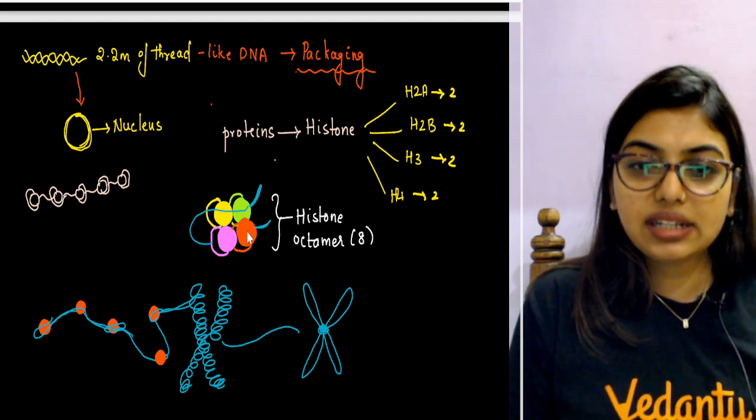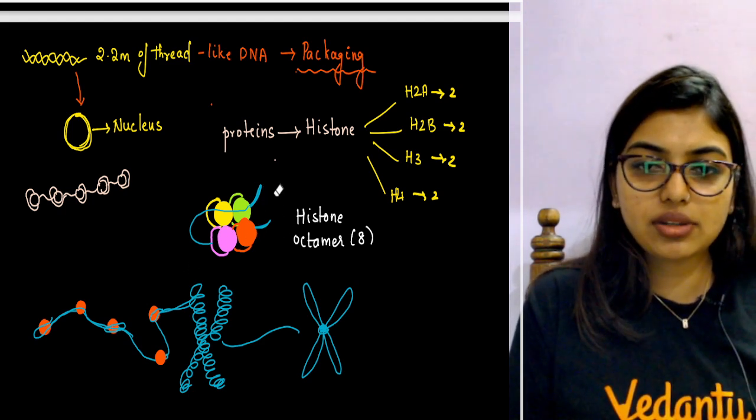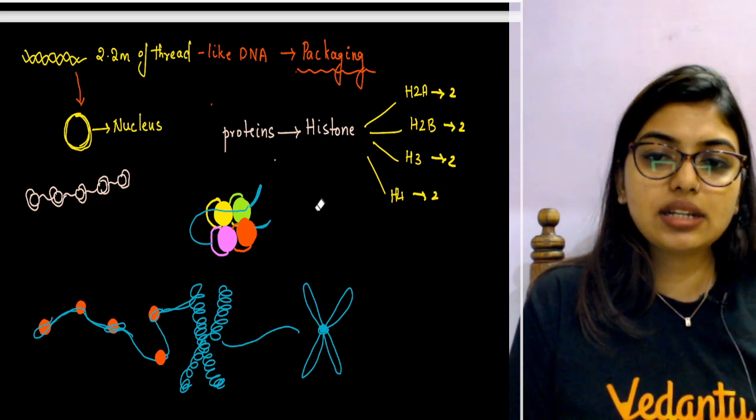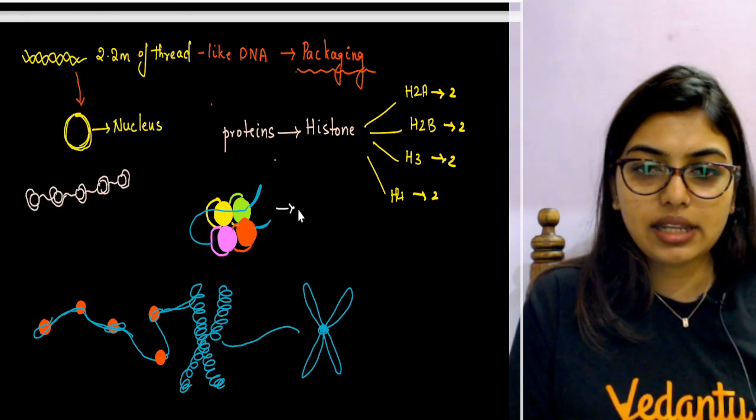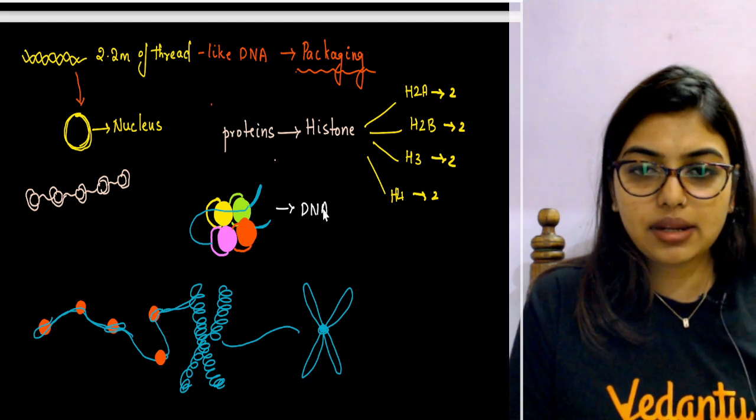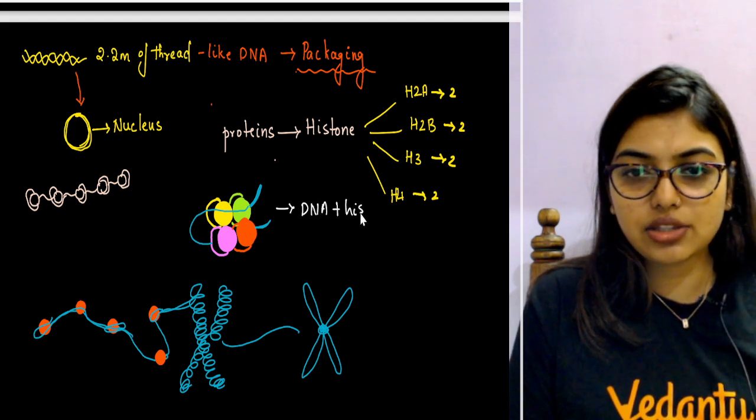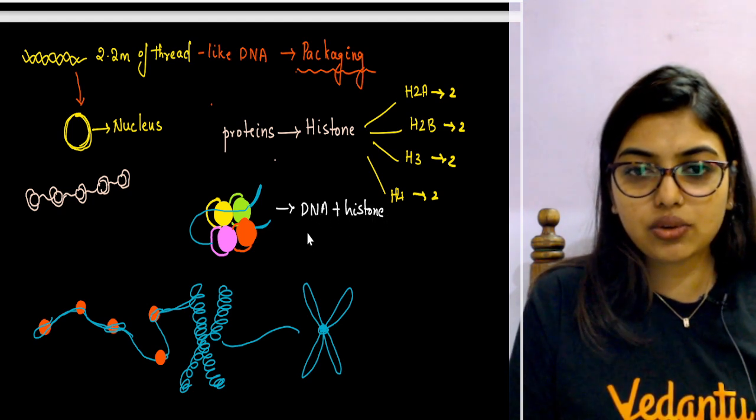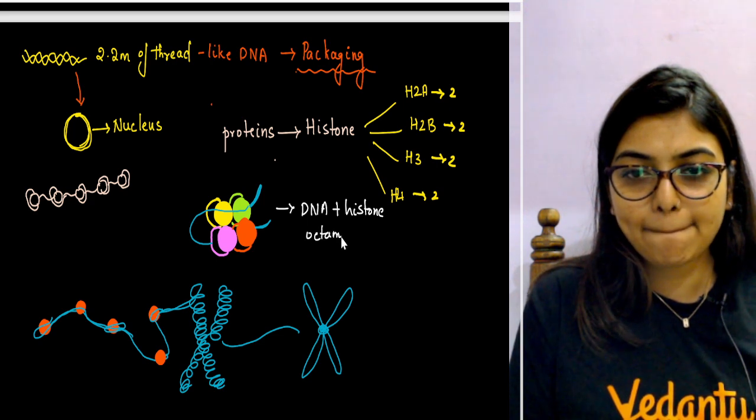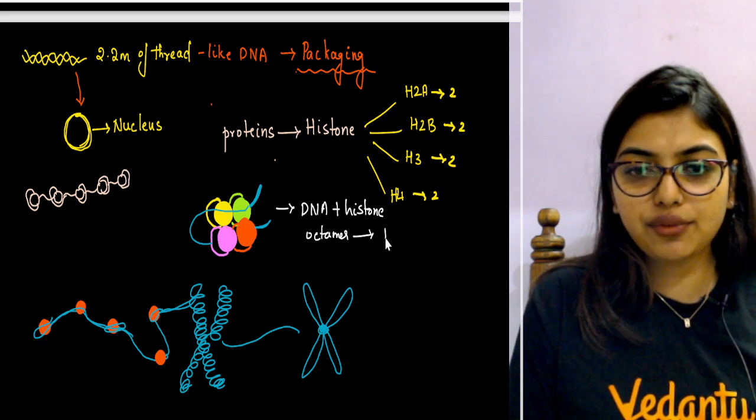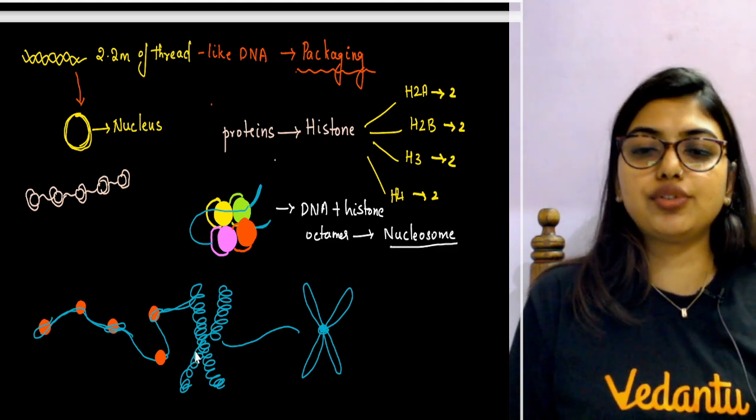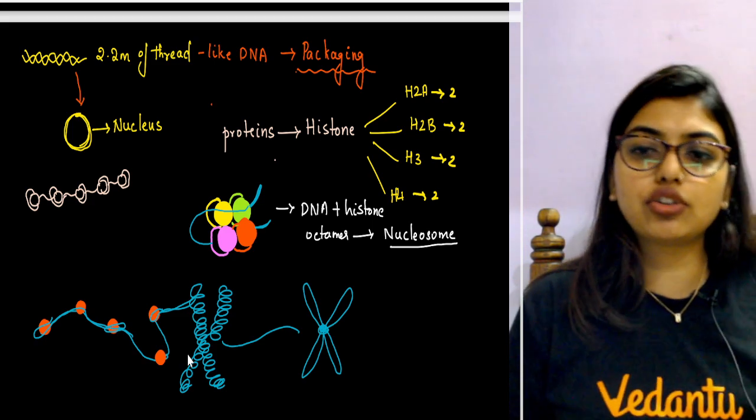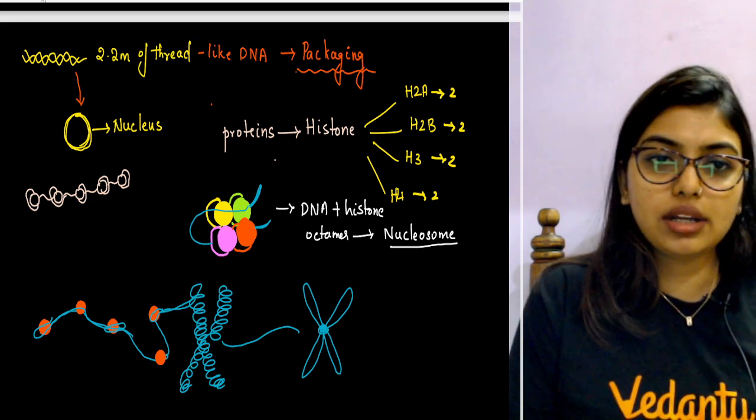But when there is a DNA strand plus the histone octamer together, remember, DNA plus histone octamer is going to form your nucleosome. So DNA plus the histone octamer together is going to form your nucleosome.